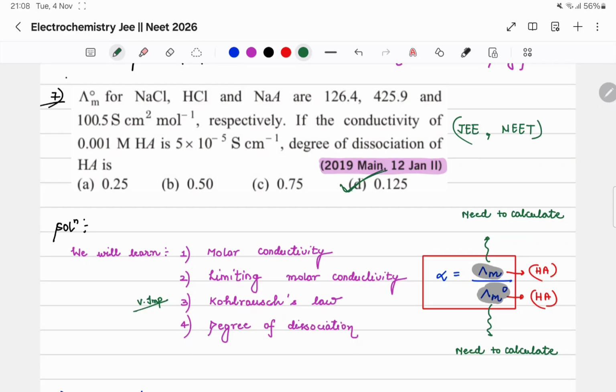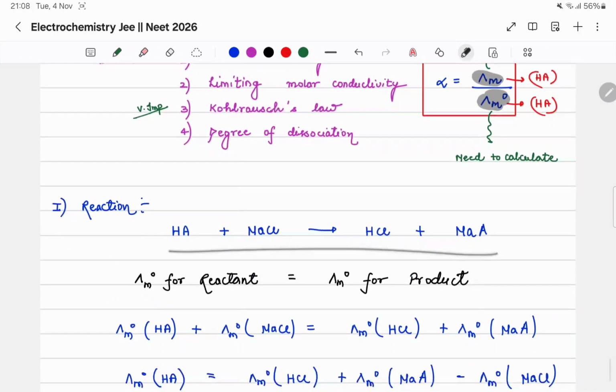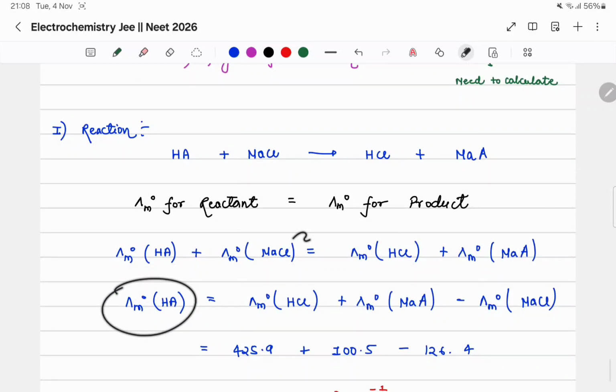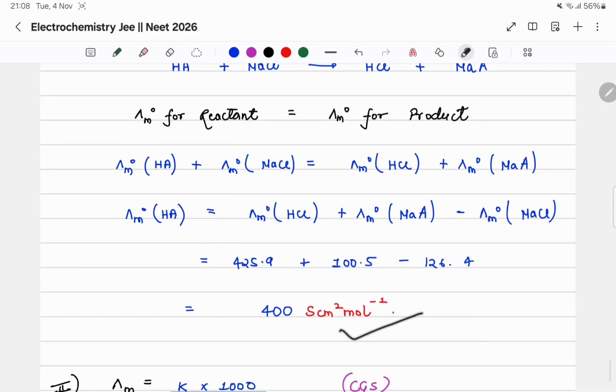So let me give you a recap of this. This question was related to molar conductivity and degree of dissociation, and Kohlrausch law we have utilized to calculate it. First, by this question I know I need to utilize this formula, alpha is equal to lambda m by lambda m naught. We have to calculate for HA. So first we calculated lambda m naught. For that I wrote the reaction. Reaction writing is very important. Then I used the Kohlrausch law: lambda m naught for reactant, lambda m naught for product. I wrote HA, NaCl, HCl, NaA. Then for calculation of this part I transposed to the right hand side. I put in the values which they have given in the question. I solved. I got 400.